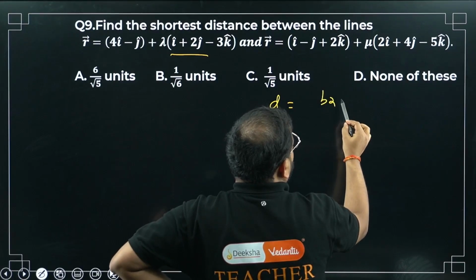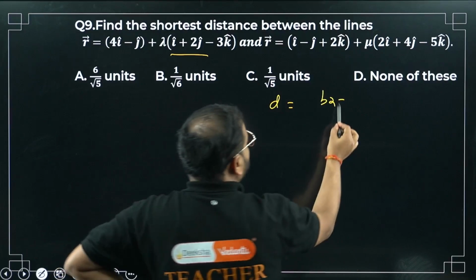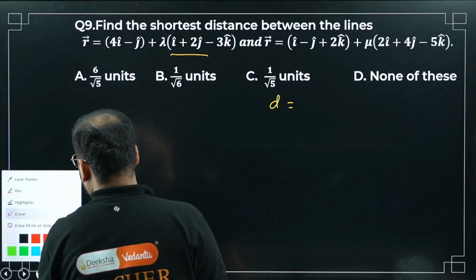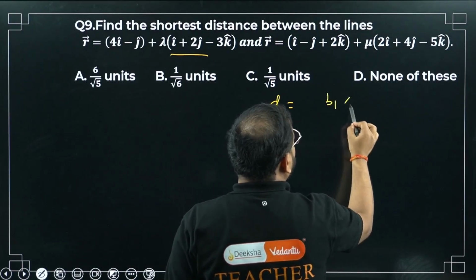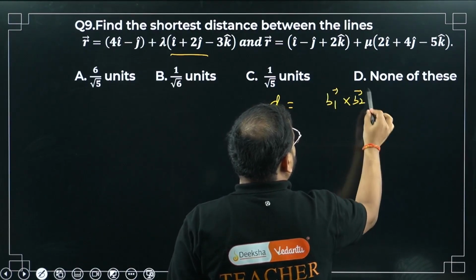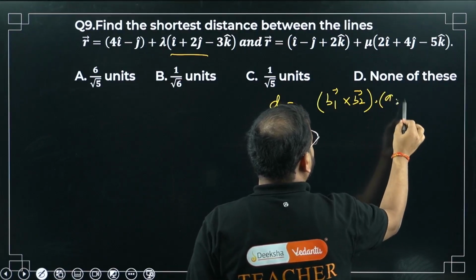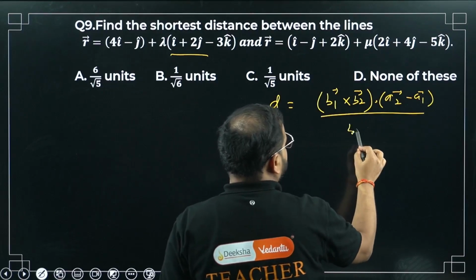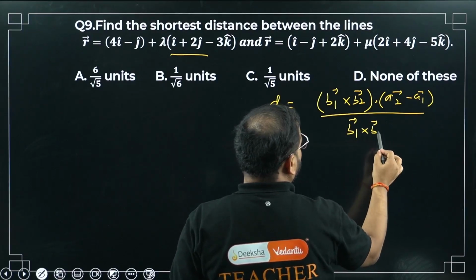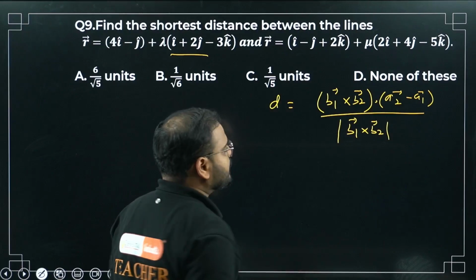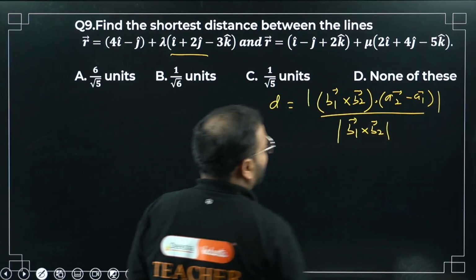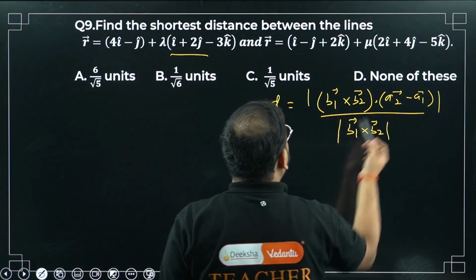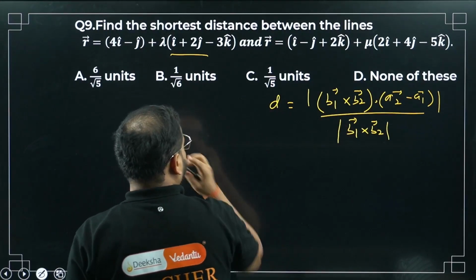B1 cross B2, this dot with A2 minus A1, upon B1 cross B2 the mod. This also is the modulus only. So first we have to find B1 cross B2. Before that I can find A2 minus A1 also. Please check, A2 minus A1 if I'm finding.